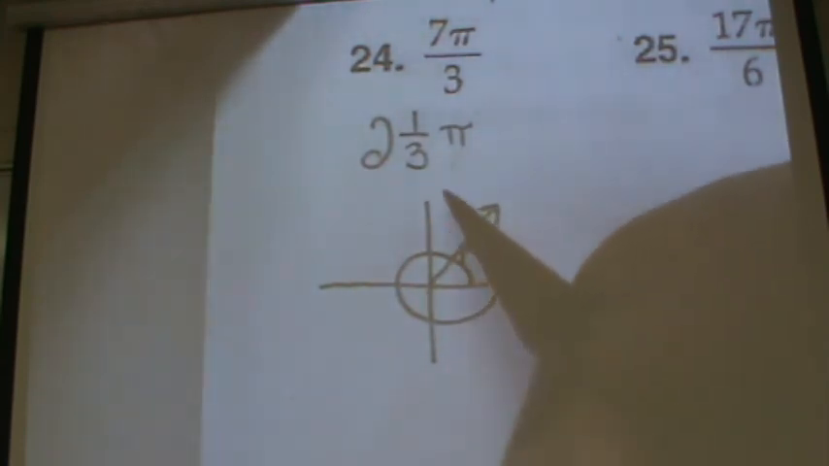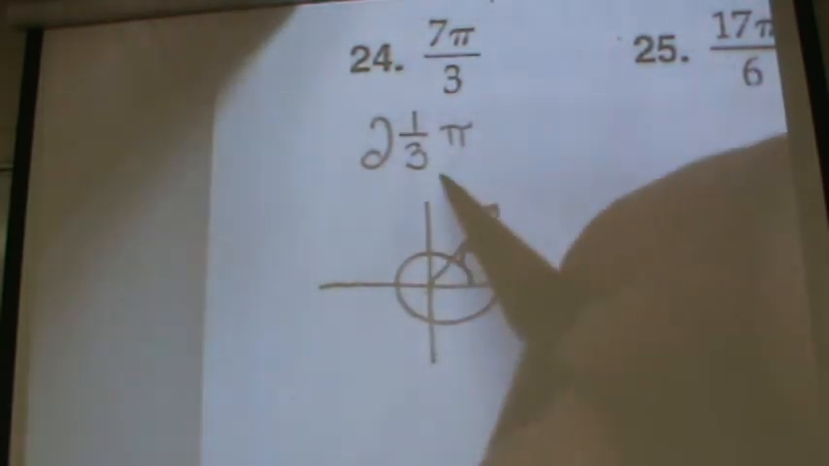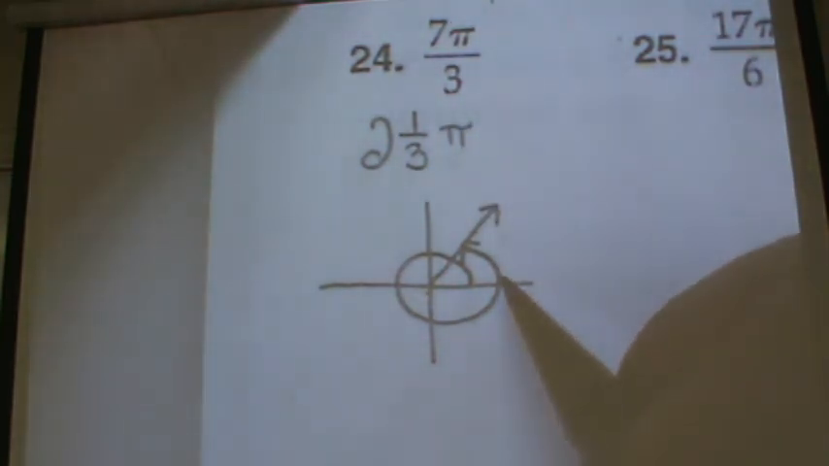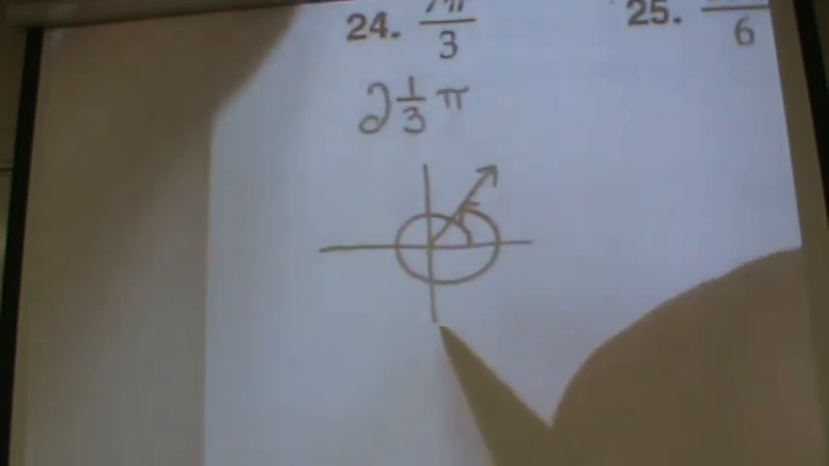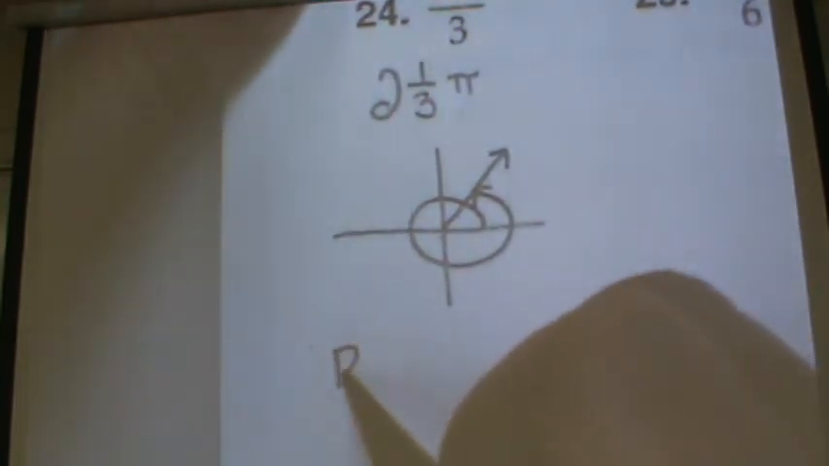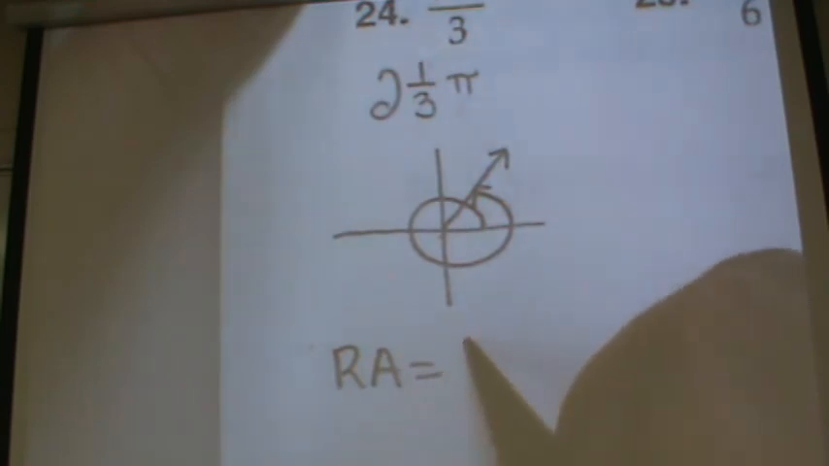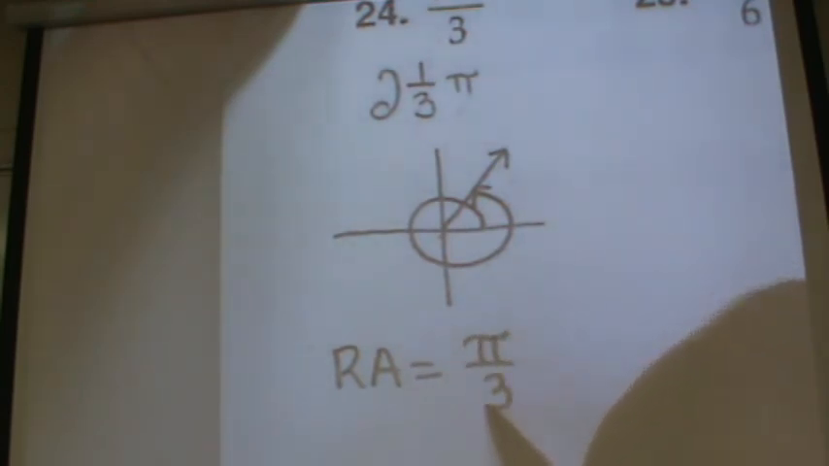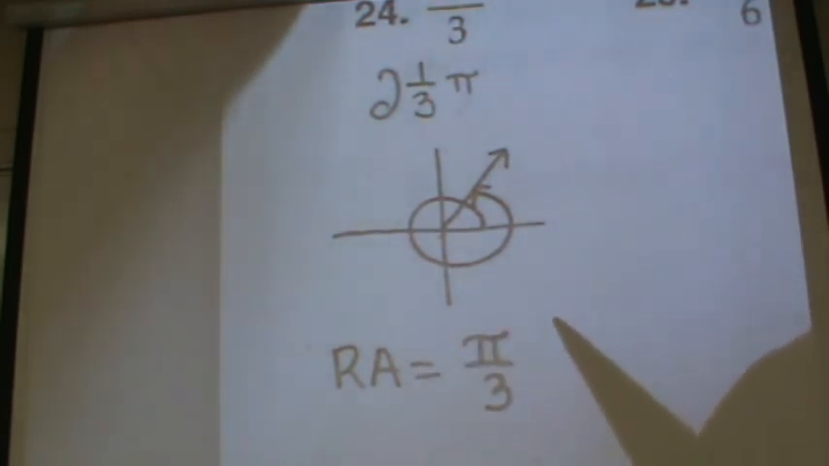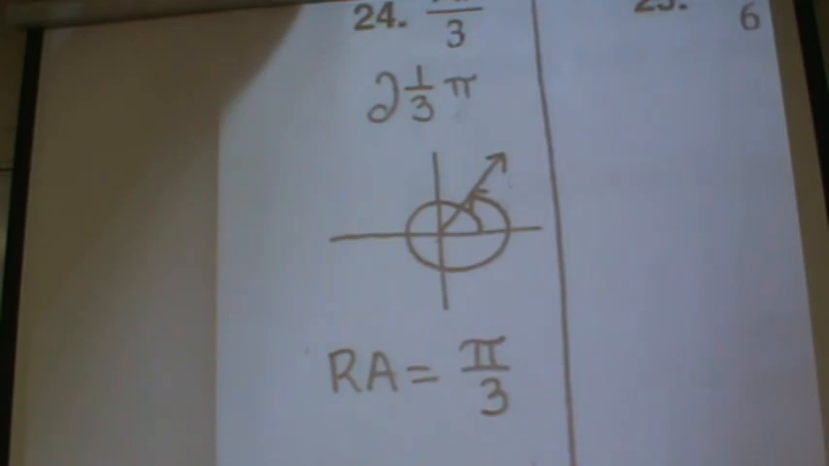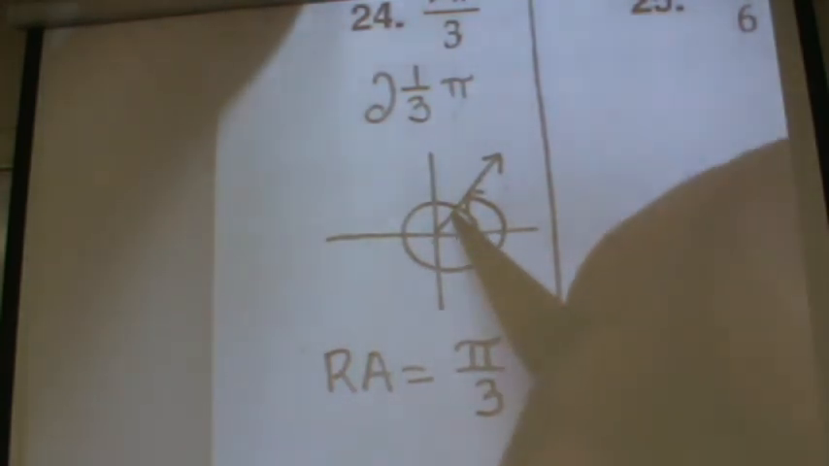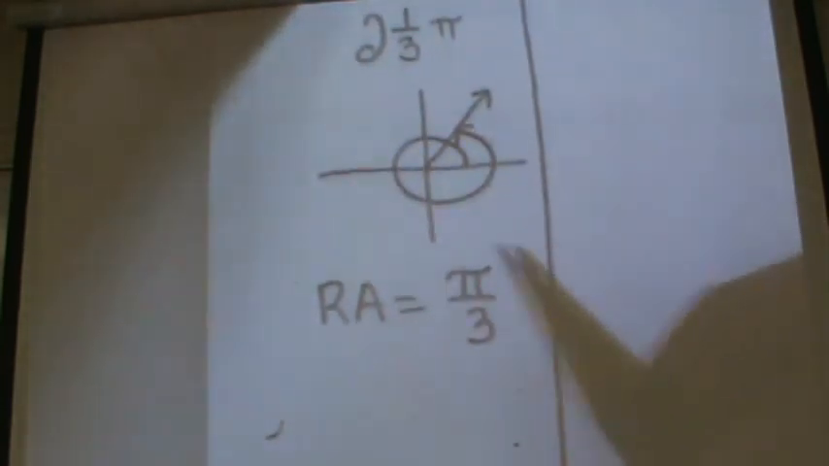Reference angle. So this is the picture of 7 pi over 3. So what's the reference angle? Pi over 3. Yep, reference angle is pi over 3. Why do we need that, pi over 3? So you can get your ratio, so you can do your square root of 3, 2, 1. Okay, so that's that. Is that too hard? So that's the picture of it, and the reference angle is pi over 3.